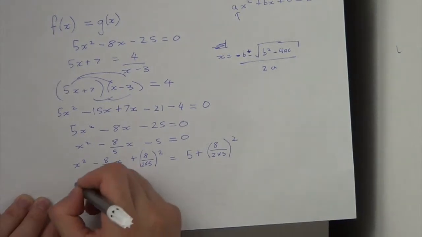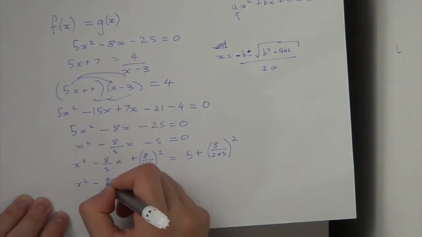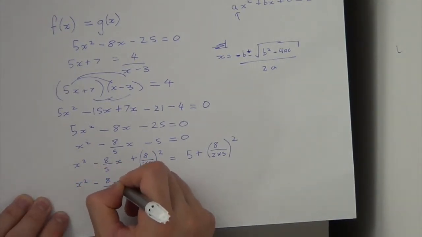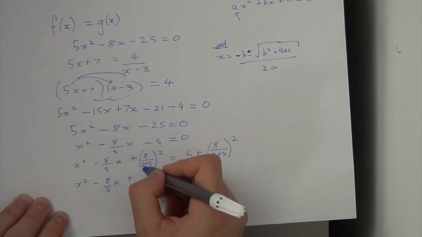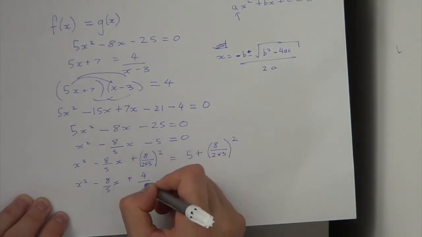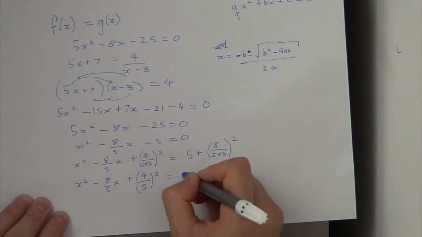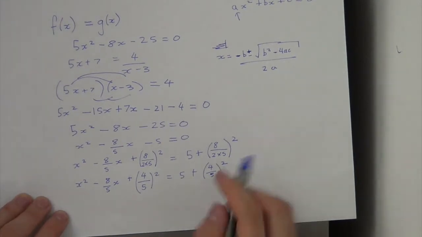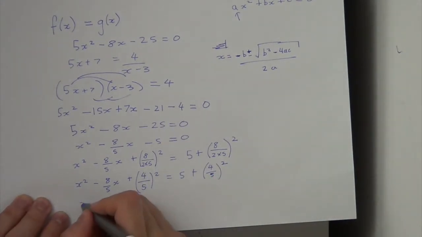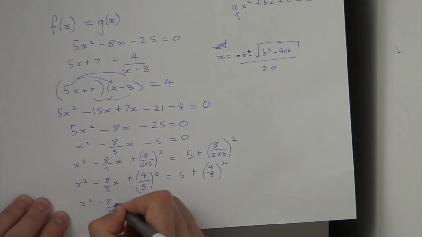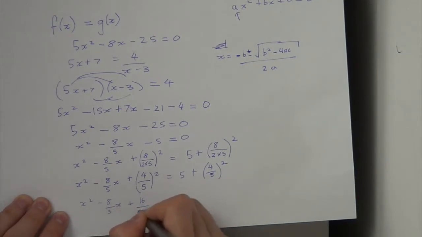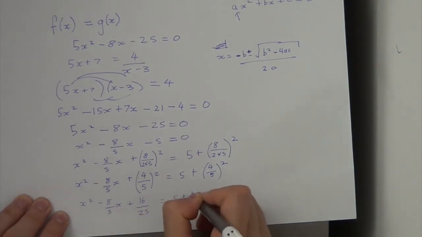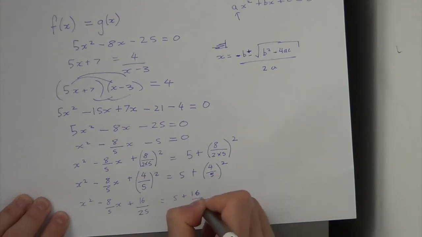Just going to rewrite that quickly. 8 over 5 divided by 2 simplifies to 4 over 5, squared, equals 5 plus 4 over 5 squared. So I'm going to write this out properly. x squared minus 8 over 5 x plus 16 over 25 equals 5 plus 16 over 25.